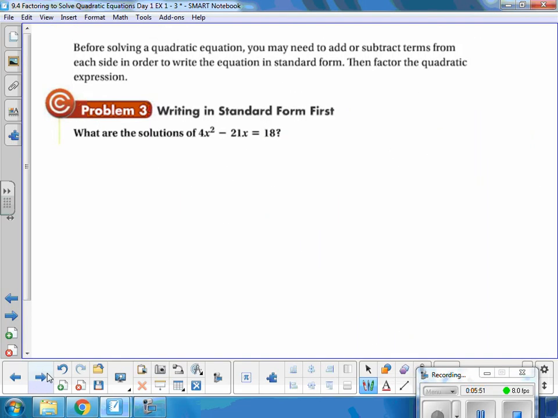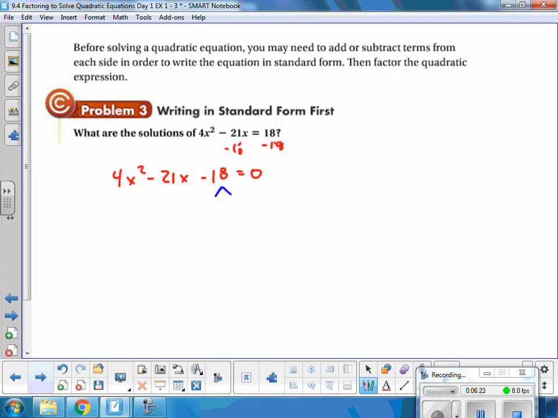All right, let's look at the next concept here. Before solving a quadratic equation, you may need to add or subtract terms from each side in order to write the equation in standard form. Standard form being our ax squared plus bx plus c. And right now we have 18 over here. So we need to subtract 18 from both sides, so we can have 4x squared minus 21x minus 18 equals 0. This is going to need to be factored out.